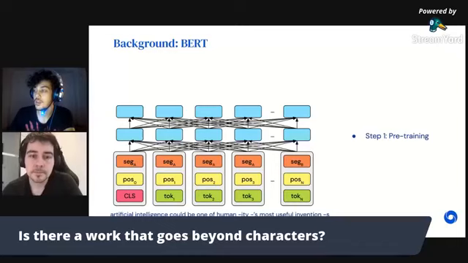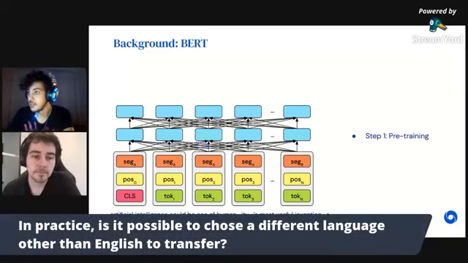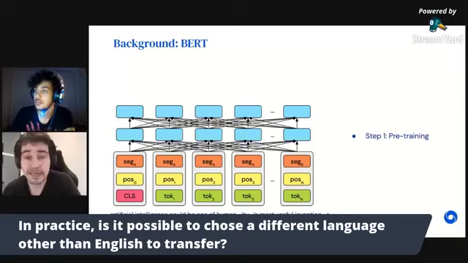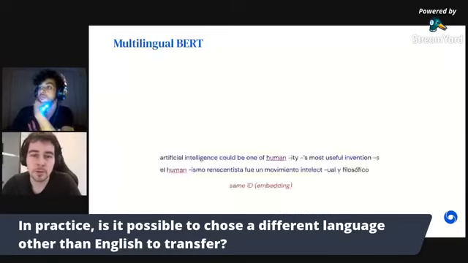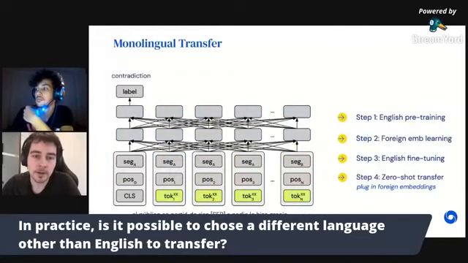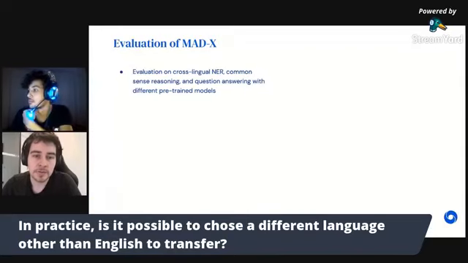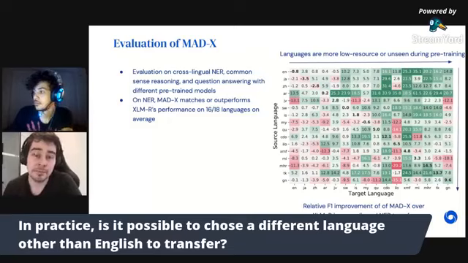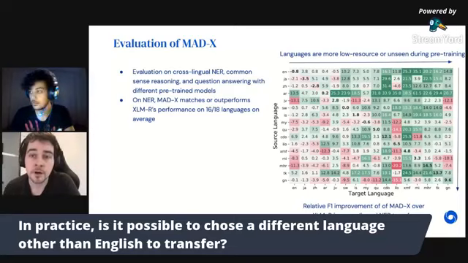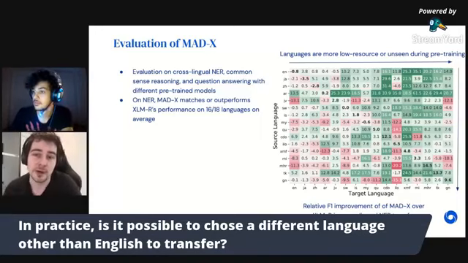Okay, so concerning English, there is a question here. It says, in practice, is it possible to choose a different language other than English to transfer? Sure, you could use basically any language that the model was trained on. Typically, the reason why English is usually used is because for most data sets, you only have label data in English. That's also why we went with using English in the XTREME benchmark, because for most of the data sets that we included there, the training data is only available in English.